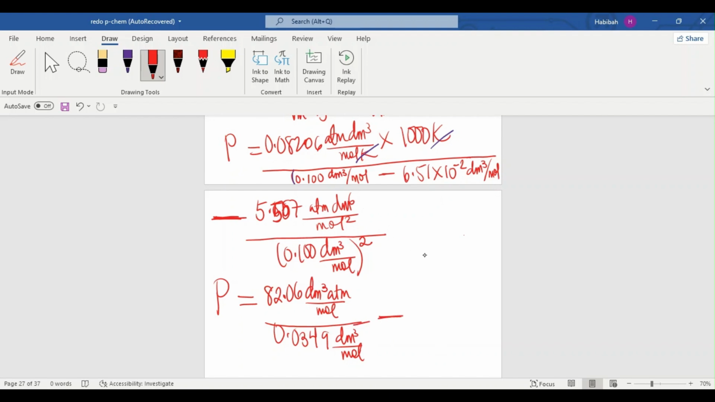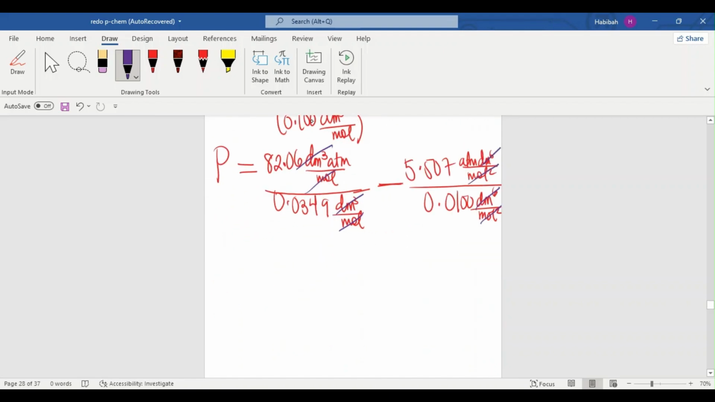5.507 atmosphere dm raised to the power of 6 per mole squared, divided by 0.100 dm cube per mole all squared, which is just simply 0.0100 dm. Dm raised to the power of 3 squared is just dm6. Mole times mole is just mole squared. So of course we cancel out dm cube, mole, mole, dm6, dm6, mole squared, mole squared.